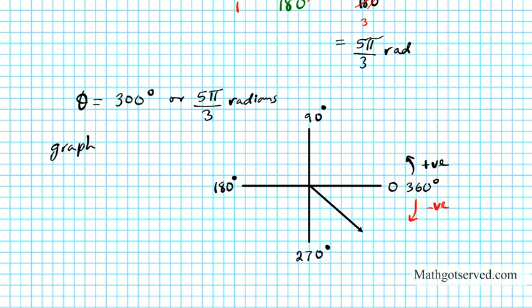Okay. So let's indicate our angle. The region that the angle swept started from 0 and went around to here. That makes this terminal side right here 300 degrees, or 5 pi over 3. So this is our theta right here. Now we have theta and the graph.